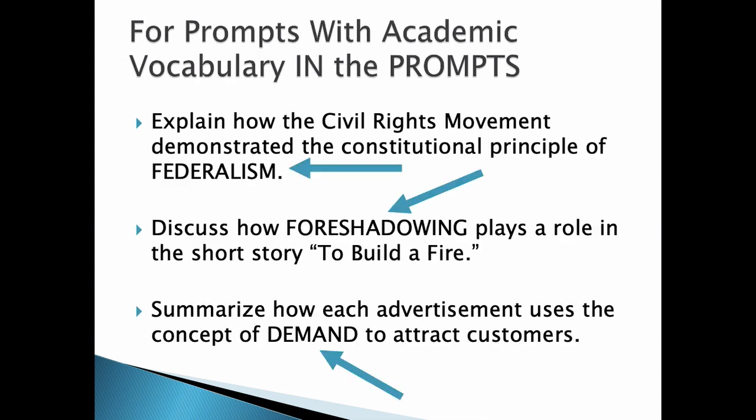And so here's what we mean with prompts with academic vocabulary in them. For example, these are typical prompts you might get at a high school level. Explain how the civil rights movement demonstrated the constitutional principle of federalism. So the word is federalism. We would need to know what that is, how it works, what it isn't, in order to properly answer that question. Or number 2, discuss how foreshadowing plays a role in the short story To Build a Fire. Again, the academic term is foreshadowing. We would need to make sure we understand what that term is, how it works, what it isn't, before we start crafting our own response about the short story.